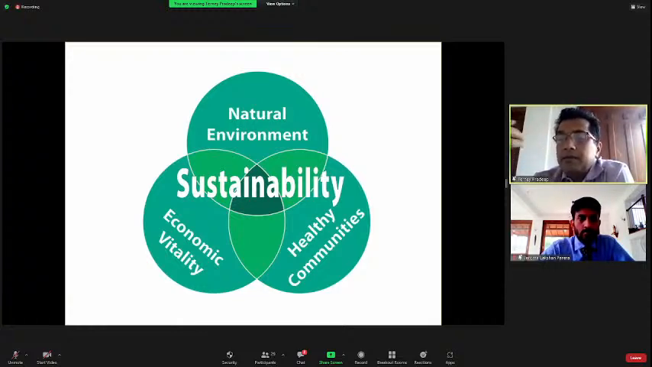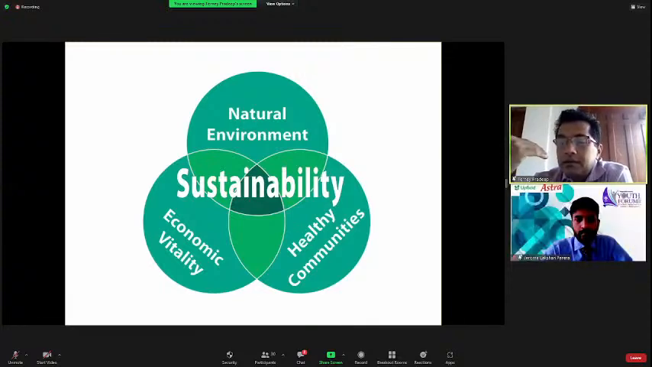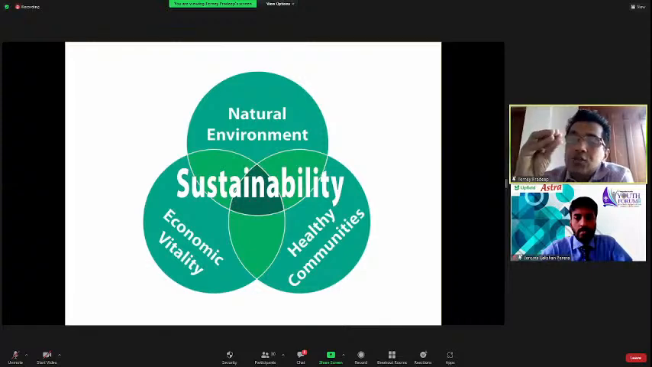If you have a sustainable environment, a sustainable city, we have a very nice green environment. The environment is not polluted. And we have a very sound economic situation in a sustainable country. And we have healthy communities, right? They have very good well-being. They enjoy their life. They are not suffering. So if you can ensure these three, we can see sustainability there, right?